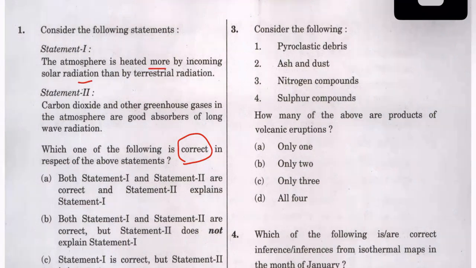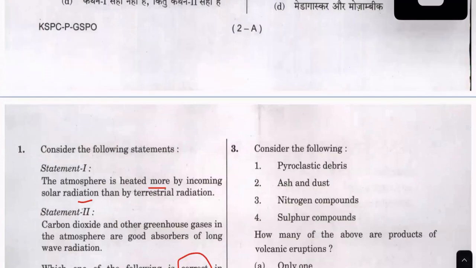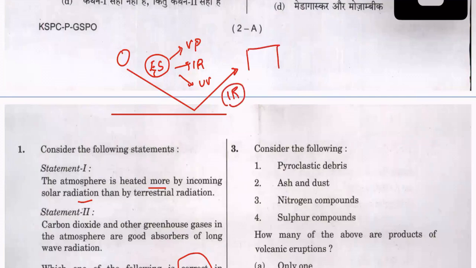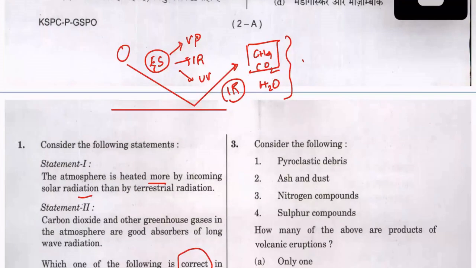What the statement is saying is about the incoming solar radiation. This is the earth, the ground, and from the sun the solar radiation is coming. This is the electromagnetic spectrum. The spectrum has all the constituents: there is the visible part, the infrared part, and also ultraviolet. But the part that gets reflected, or the maximum, is the infrared part. This is what gets absorbed by the greenhouse gases CH4, CO2, water vapor and other greenhouse gases in the atmosphere, and hence you have what is called warming.